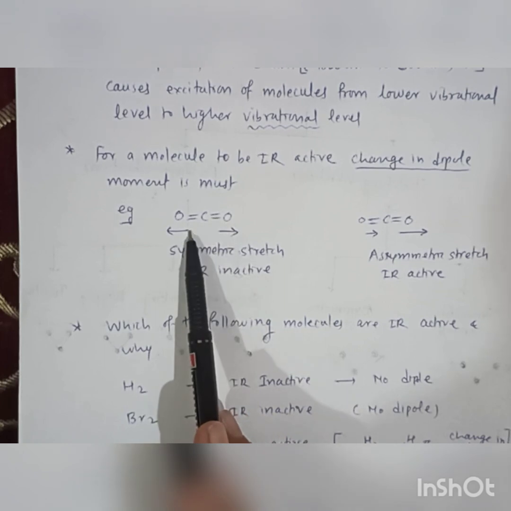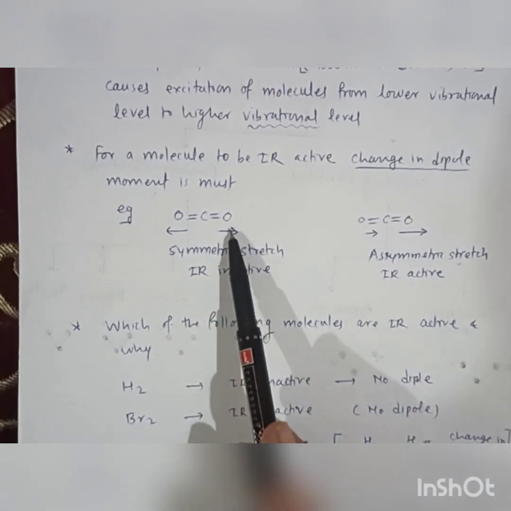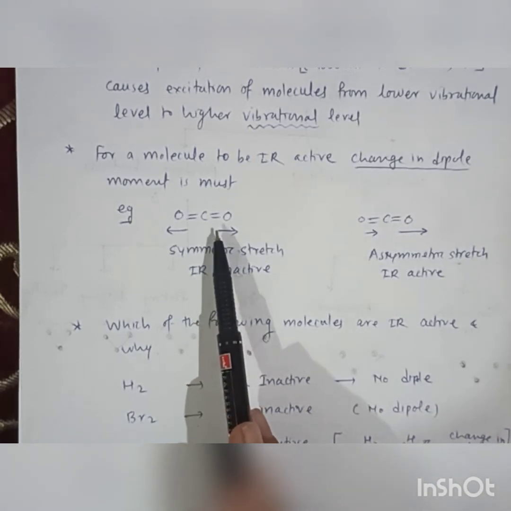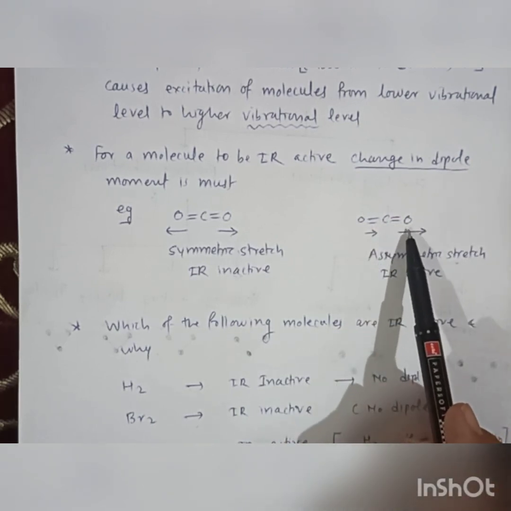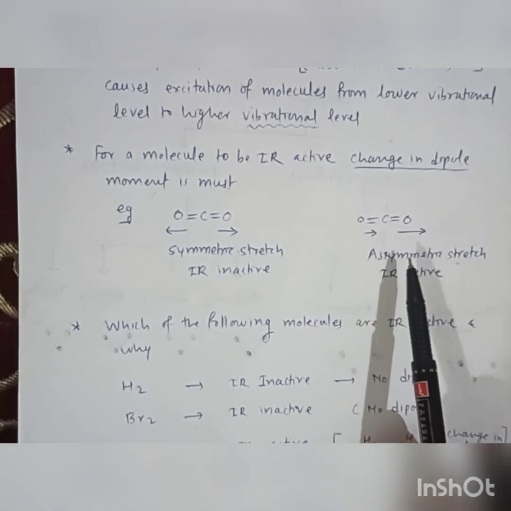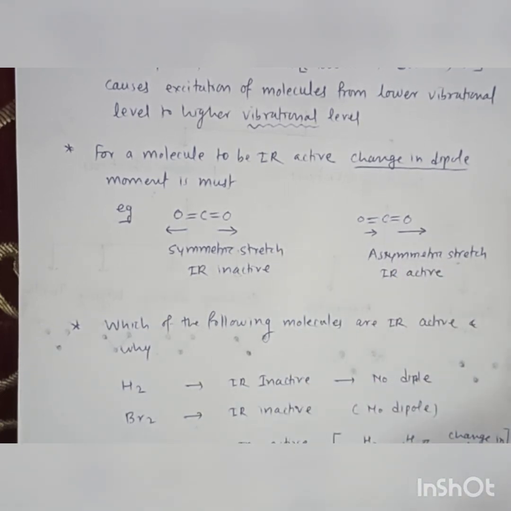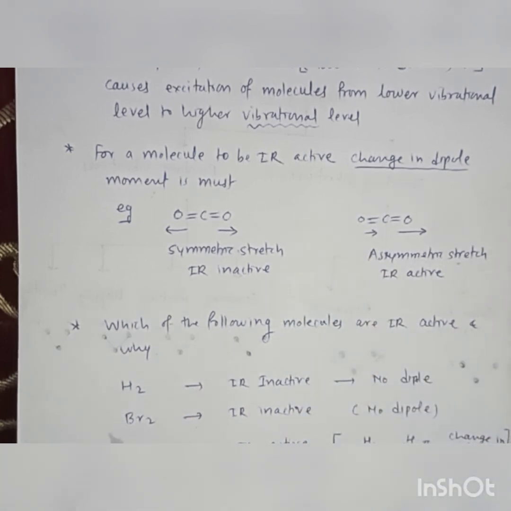Consider the CO2 molecule, carbon dioxide. If you stretch this molecule symmetrically, there will be no change in the dipole moment. Therefore, symmetric stretch of CO2 is IR inactive. Whereas if you stretch it asymmetrically, there will definitely be a change in dipole moment, and that mode will be IR active. So, what is the condition for a molecule to be IR active? There should be a change in dipole moment. Means first, there should be a dipole in the molecule and that should change. Then and only then will that molecule be IR active.